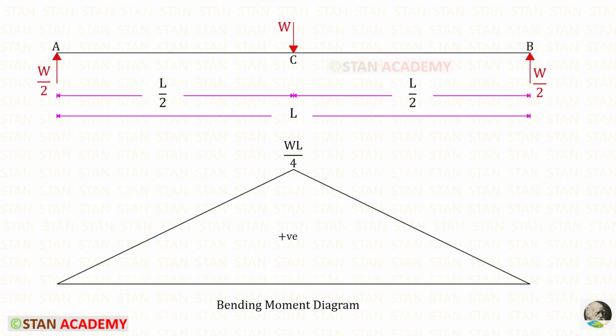Here you can see the bending moment diagram. In the points A and B, the moment is 0 and in the center it is WL upon 4. Using these points, we can make this diagram. The diagram is in the shape of a triangle. Using the moment area method, we can make the expressions for the slope and deflection in this beam. For that, we have to separate the triangle by this line so that we will get two different triangles.